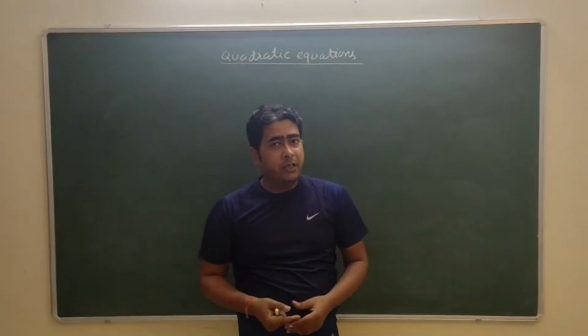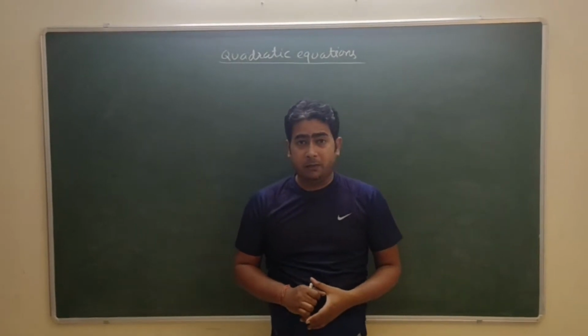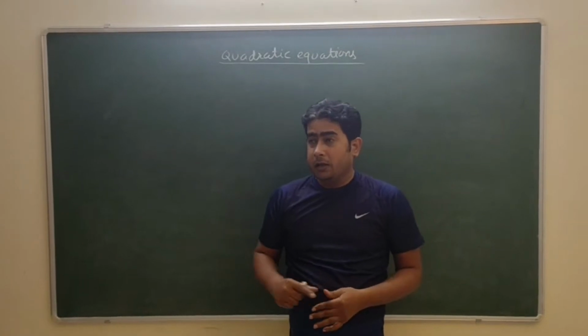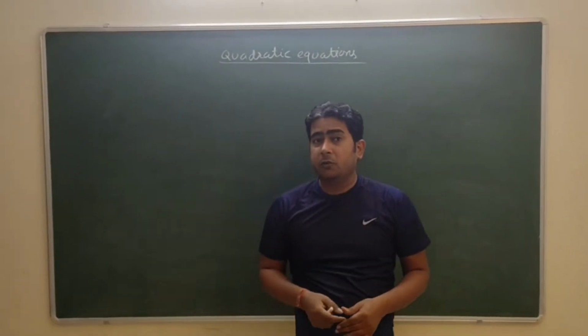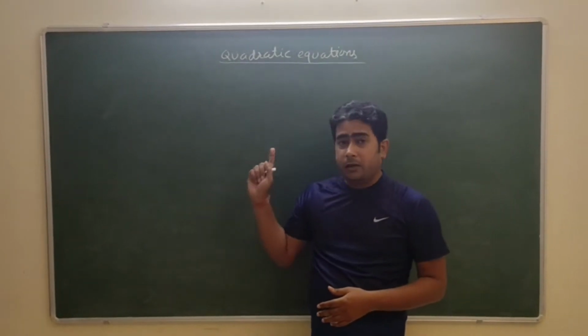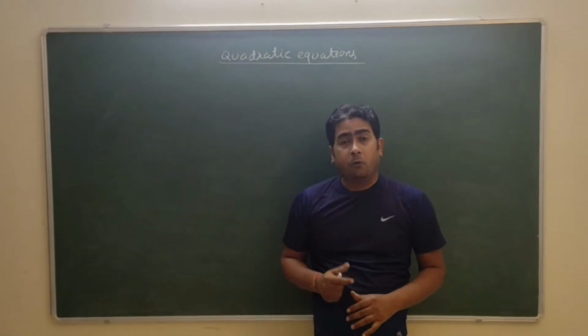We have so many equations, like in chapter number 3 we studied linear equations in two variables. The chapter was pair of linear equations in two variables. This equation is different from linear equations. In linear equations we had the degree as 1. Here, if the equation has degree 2, that equation will be a quadratic equation.